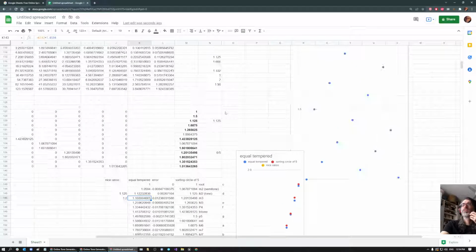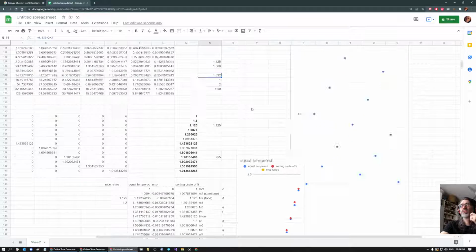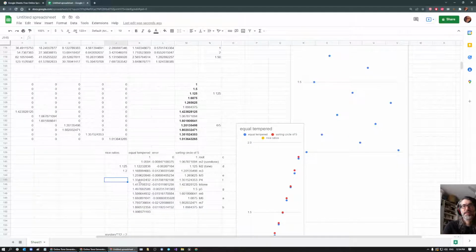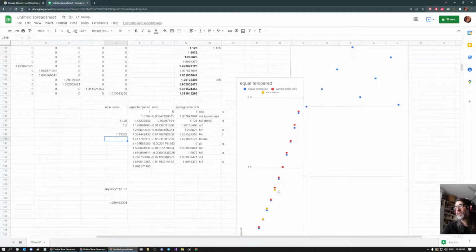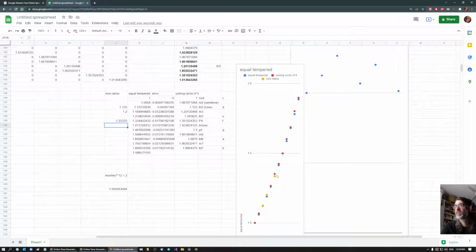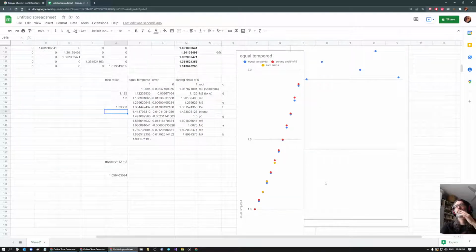And what are the other numbers? Like this guy, 1.33. Where is it? Exactly 1.333. It's this dude here. It's much closer than the equal tempered. So the equal tempered really is closer than what happened when you sort the circle of 5. This is the perfect 4. This is tritone.